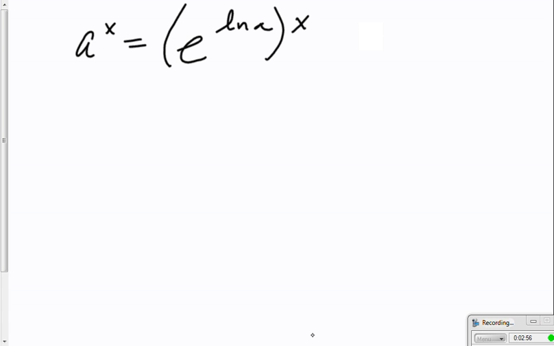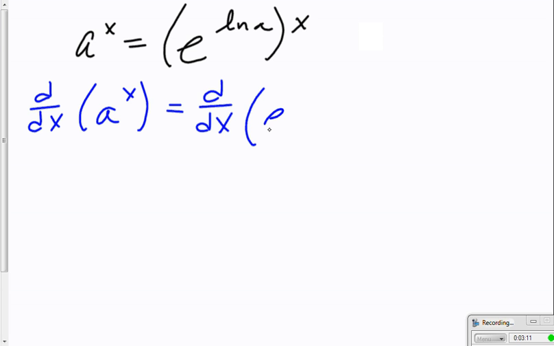The first thing I'm going to do is rewrite a to the x as something related to e. So e to the natural log of a is actually a really weird way to write a, and then here's the exponent x. These two things are equivalent because the part in the parentheses is equal to a. The reason we would rewrite this is because if we didn't know how to find the derivative of a to the x, we do know how to find the derivative of e to the something. So if we were to take the derivative of both sides of this expression now, we would be in business.